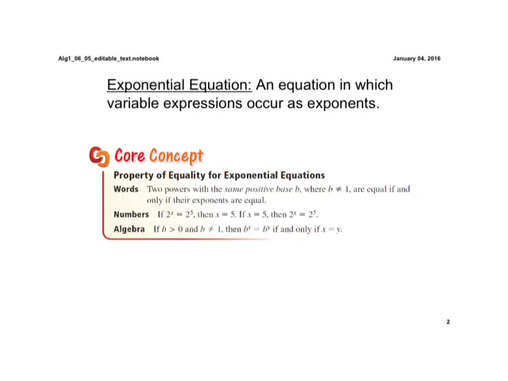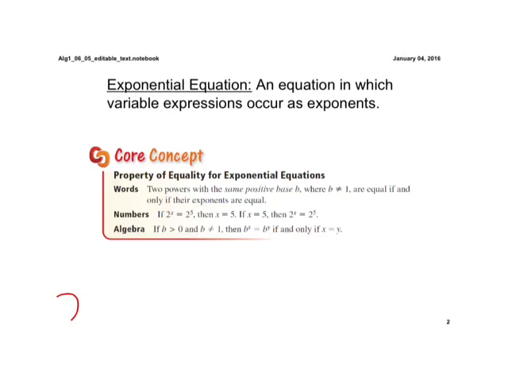All right, our vocab word, exponential equations. Get this written down in your notes. This is an equation in which variable expressions occur as exponents. So we're going to have variables in our exponents now, set them equal to each other, and solve. All right, our core concept is two powers with the same positive base.